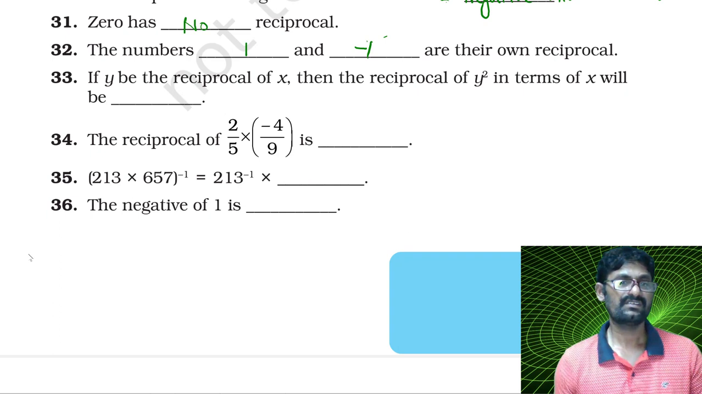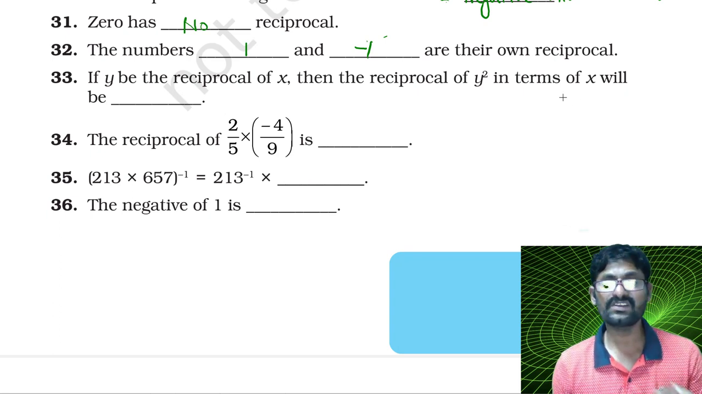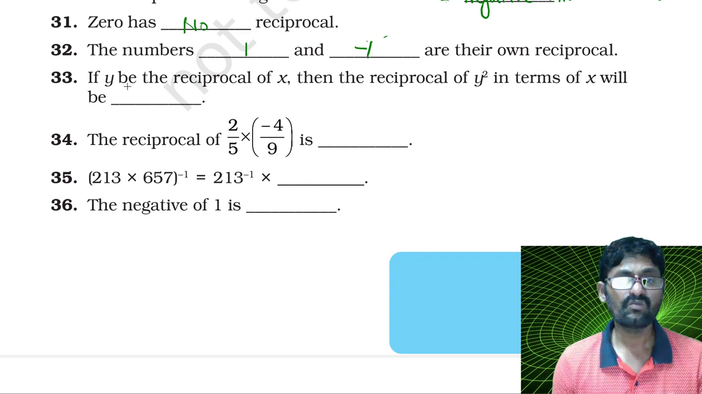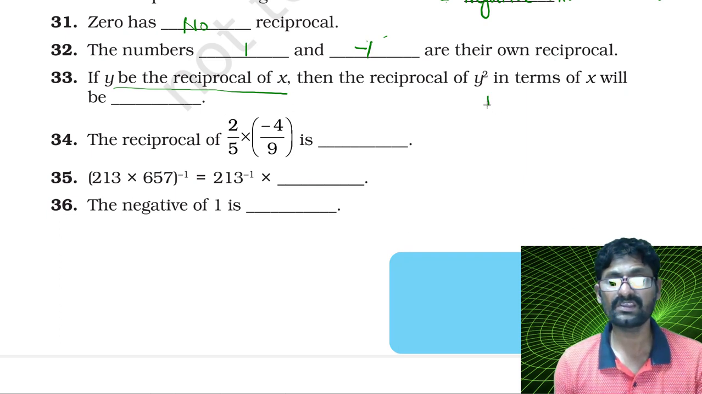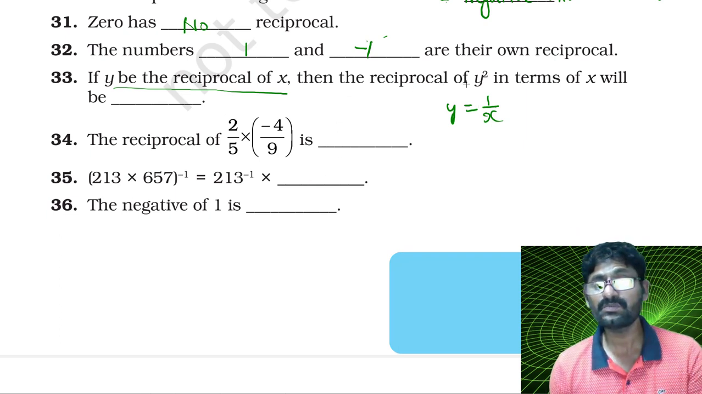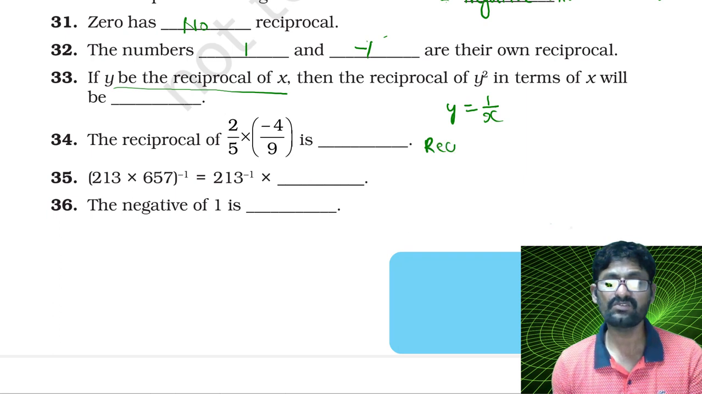33rd one. If y is the reciprocal of x, then the reciprocal of y square in terms of x will be. Here, observe the question carefully. y is the reciprocal of x, that is given. So we can write the reciprocal of x, that is 1 by x, equal to y. So y equals 1 by x. Now we need to find the reciprocal of y square.